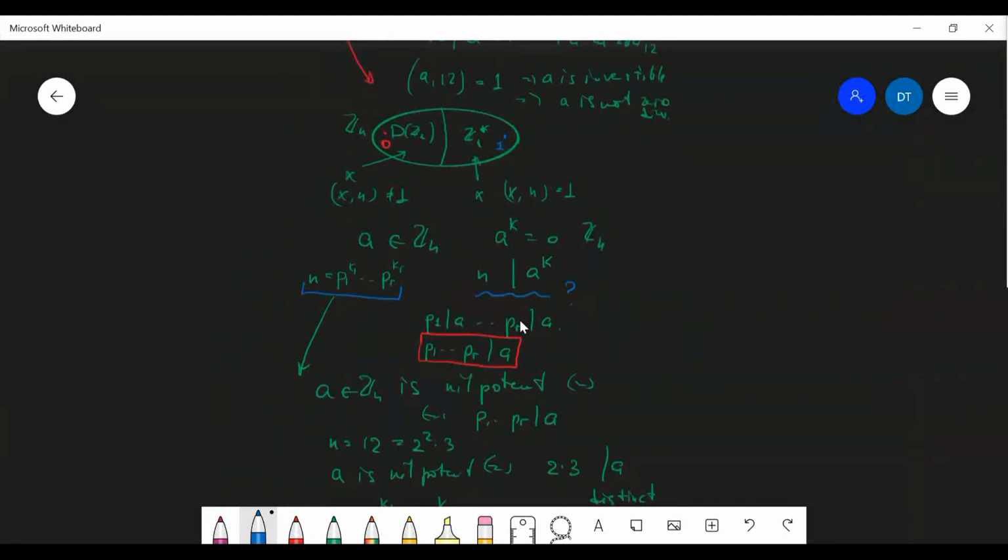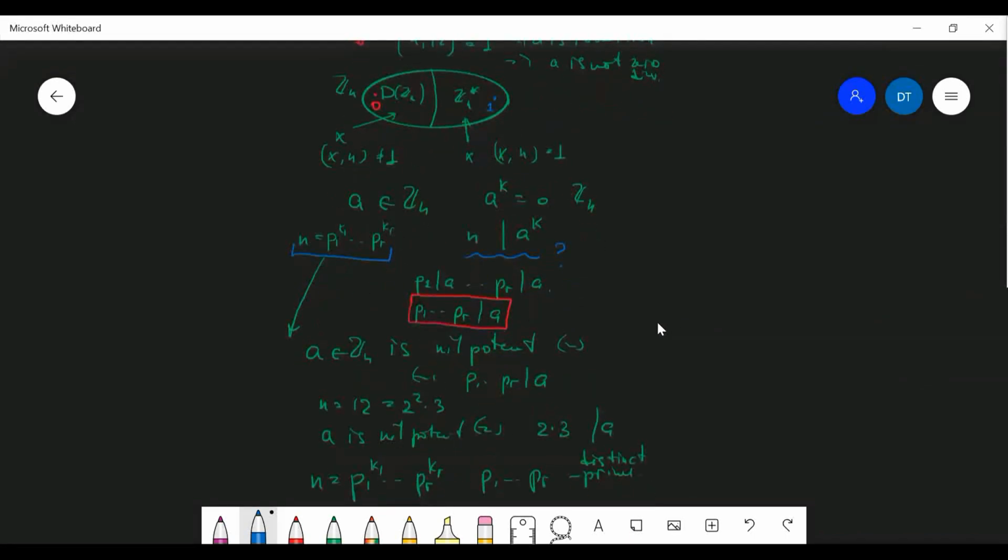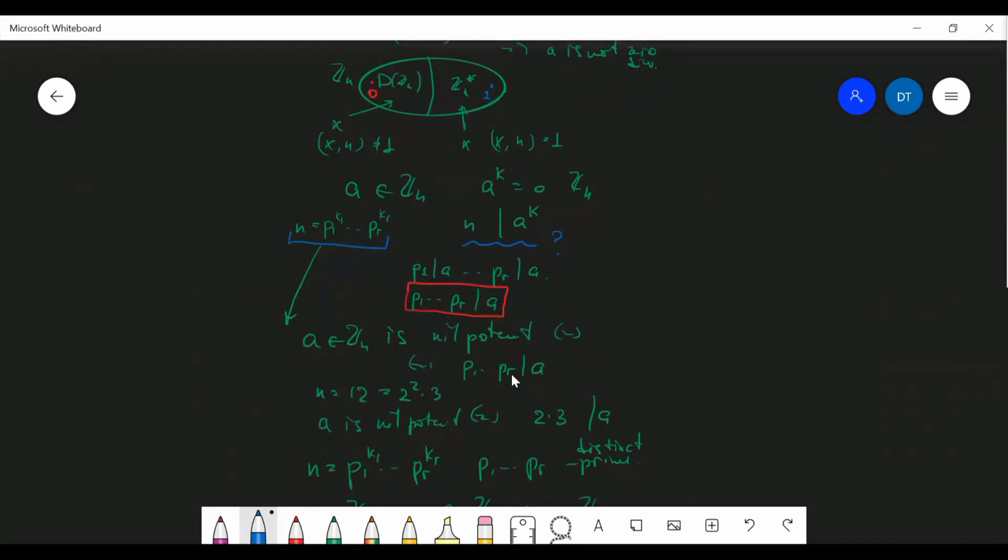Oh, okay. Let me show you. First of all, suppose that n is represented in this form, and A is divisible by each prime factor of n. Then if you raise A to the power of the maximum of all k1, k2, etc., kr, this power of A becomes divisible by n. So A to this power becomes 0 in Zn. So if this condition holds, then A is nilpotent. Is it clear? Yes. Now, the other way around.